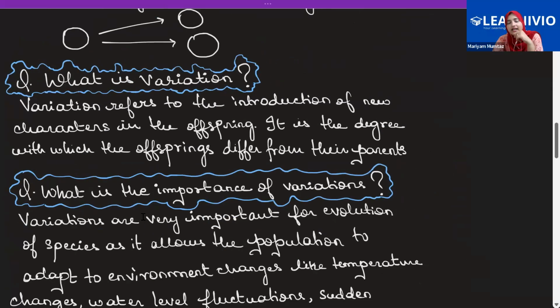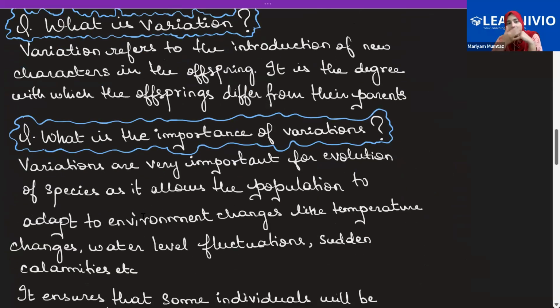Okay. Now, after that, there comes what is variation. Variation refers to the introduction of new characters in the offspring. Meaning, let's just say the offspring doesn't resemble the parent, so we'd say that a variation is there, a new character is there. So that is what we call variation.